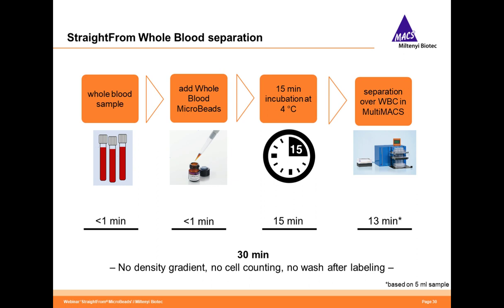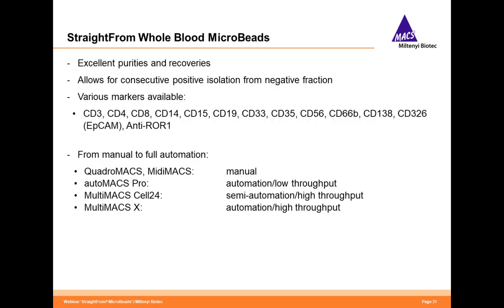So when we are talking about whole blood separation, the process here is as easy as for Buffy Coat and LRSC. We simply add 50 microliters of MicroBeads per milliliter of whole blood for the magnetic separation, and after 15 minutes we go directly over one whole blood column for the direct enrichment of cells. Again, no cell counting and no washing are needed, without density gradient centrifugation.